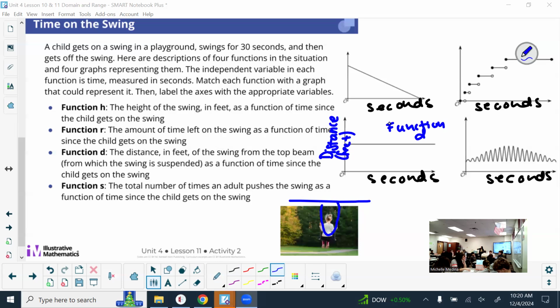Table 5, tell me another match that you were able to make. Function H shows which one? Okay, this one. You guys don't know what these are called yet, or maybe you do, maybe you saw them in middle school. But these are piecewise functions. Those you're going to have more practice with tomorrow. But function H says the height of the swing in feet as a function of time since the child gets on the swing. You guys agree with that?